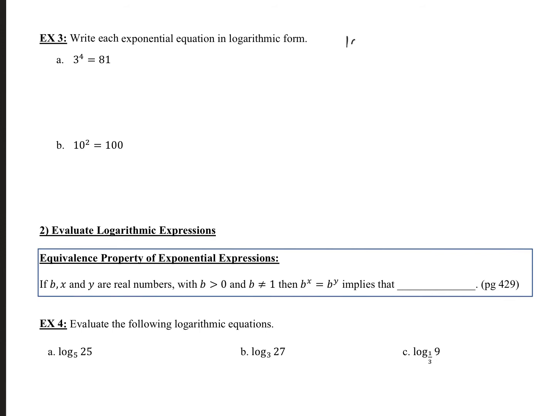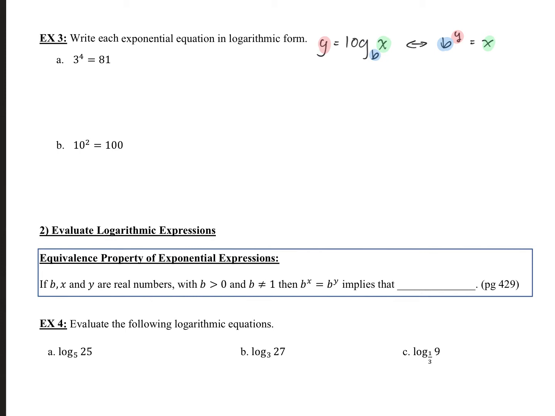Well, remember for the rule, log base b of x equals y is equivalent to b to the y power equals x. So whatever is the exponent will be our answer, whatever's the answer there will be our argument, and the base will always stay the base. That's the easiest to remember. The base will always be the base.